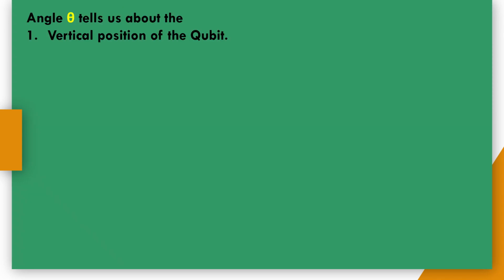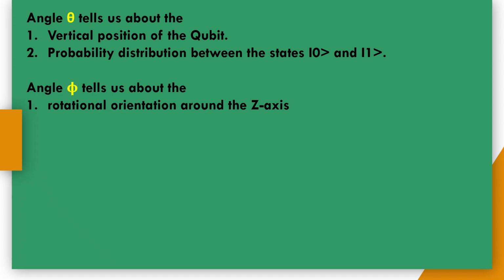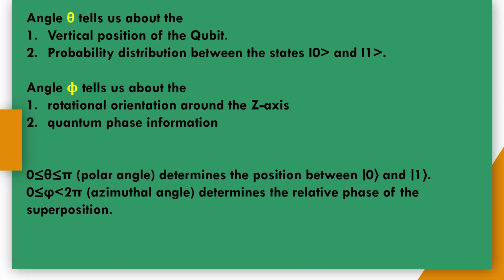The angle theta, the polar angle, gives the information about the vertical position of the qubit and the probability distribution between the states 0 and 1. Because as discussed, as the superposition changes, alpha and beta change. Here alpha and beta are the probability amplitudes. So obviously it gives the information about the probability distribution between the states 0 and 1. But the azimuthal angle tells us about the rotation orientation around the z-axis and the quantum phase information.